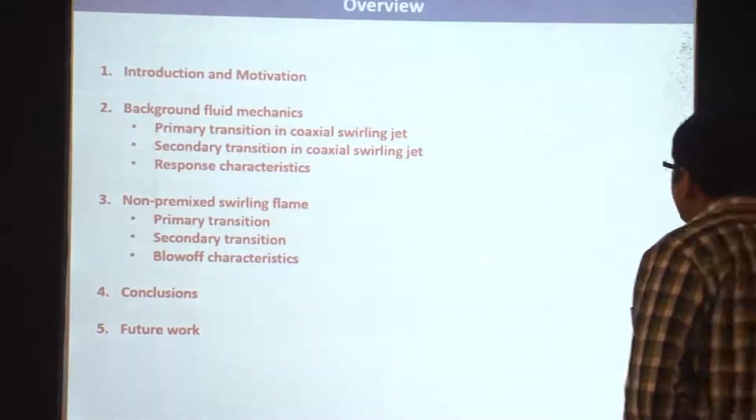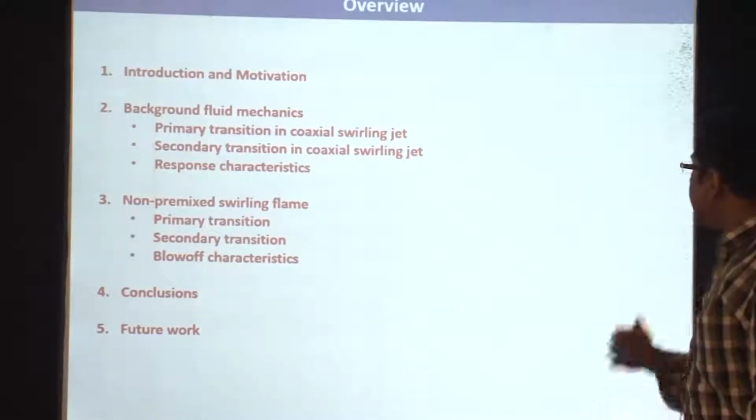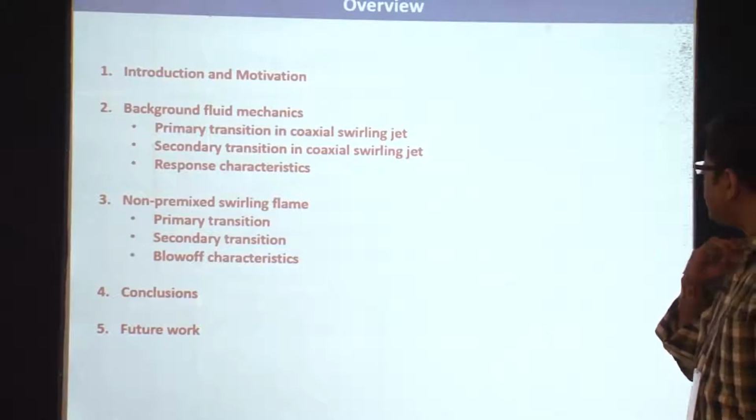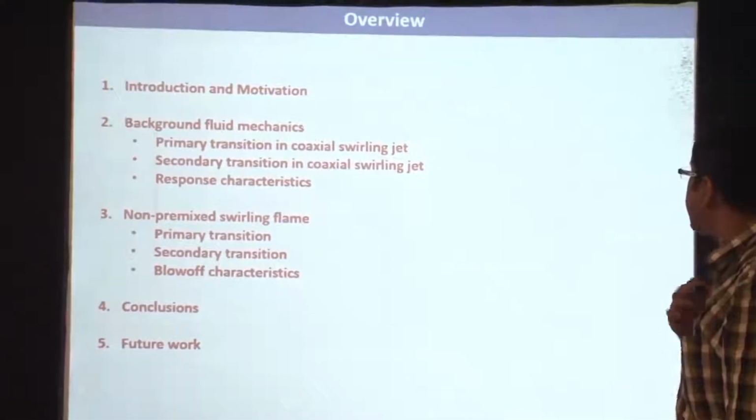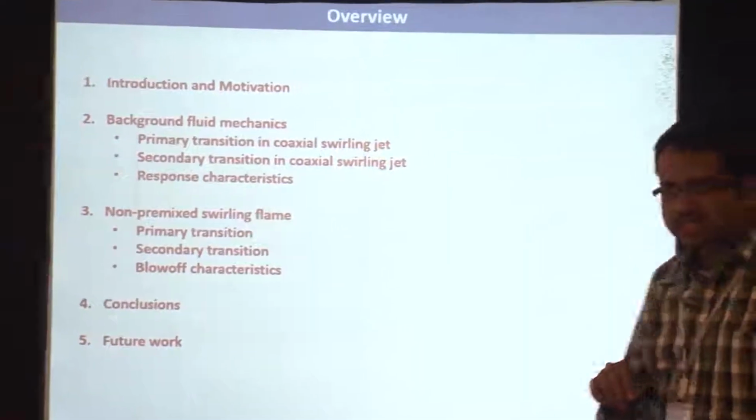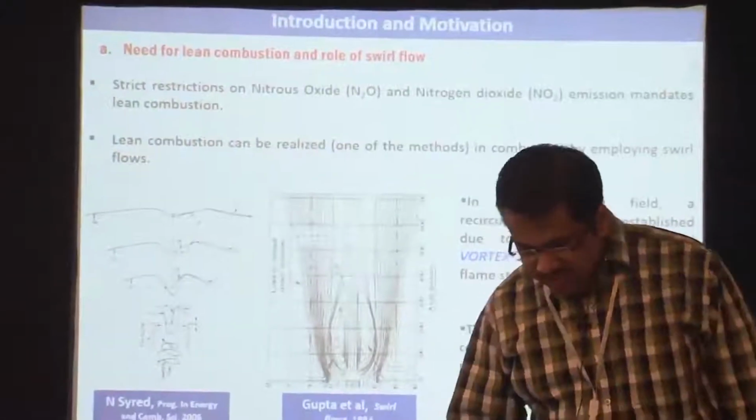So this is the overview. We will first look at the background fluid mechanics of the problem and then move on to the flame. There are some interesting primary and secondary transitions that you see in the case of a coaxial swirling jet. We will give an idea of what that is.